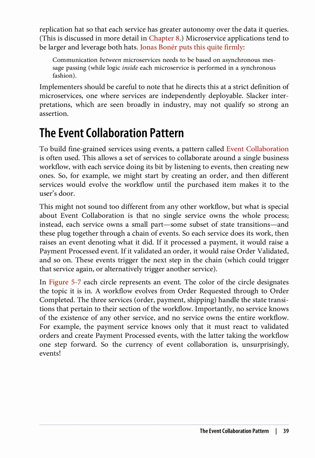In Figure 5.7, each circle represents an event. The color of the circle designates the topic it is in. A workflow evolves from order requested through to order completed. The three services, order, payment, and shipping, handle the state transitions that pertain to their section of the workflow. Importantly, no service knows of the existence of any other service, and no service owns the entire workflow. For example, the payment service knows only that it must react to validated orders and create payment processed events, with the latter taking the workflow one step forward. So the currency of event collaboration is, unsurprisingly, events.